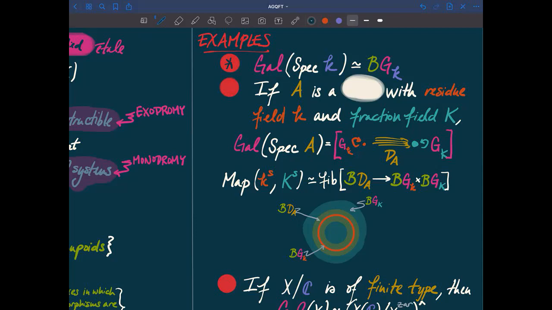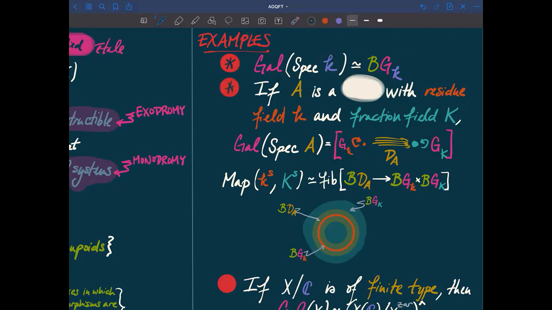Yeah, so in this case, it's rather unexciting. If you reflect on it, this is clear. The objects of my category are separable closures of K. The morphisms are specializations, but the specializations can't be very interesting. They have to be isomorphisms. So I'm stuck with just a copy of the classifying space of the absolute Galois group. So let's be a little more exciting.